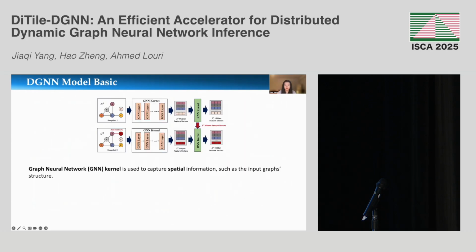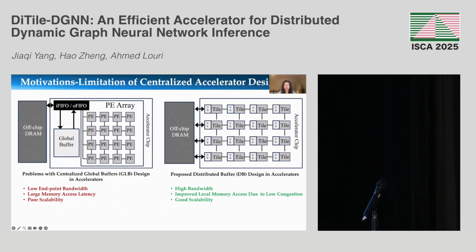The GNN kernel is used to capture spatial information, such as the input graph structure. The RNN kernel is used to process temporal information that captures the dynamic changes of graph representations. Most previous designs rely on centralized global buffers, or GLB. The left design faces three major problems.